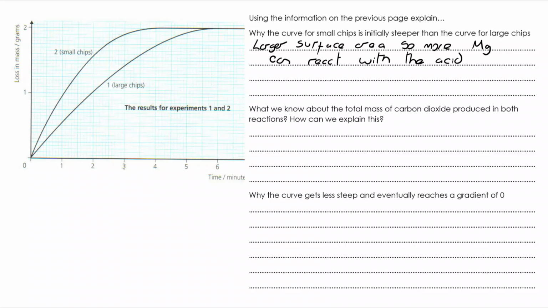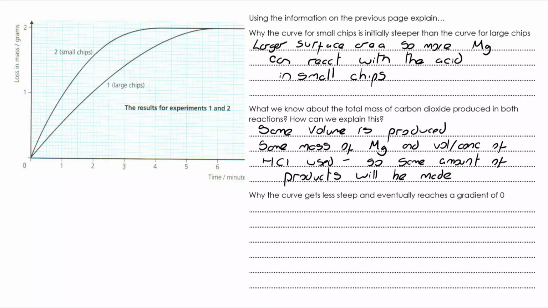What do we notice about the mass of carbon dioxide that we've produced in both reactions? Well, we've got the same volume produced. So the same volume of carbon dioxide, even though the small chips reacted so much faster initially. Well, we started with the same mass of magnesium. We started with the same volume and concentration of HCl. So we've got the same limiting reagents. We've got the same amount of product will be made. And that's why we end up at that same volume of CO2.